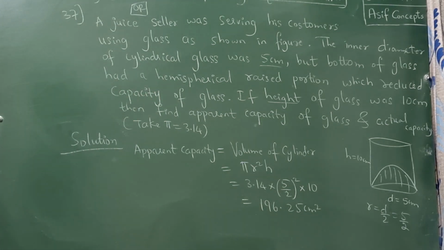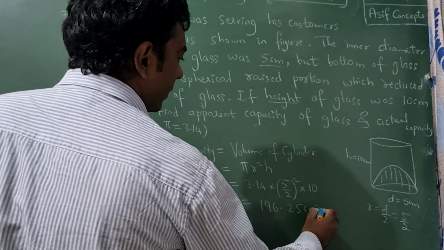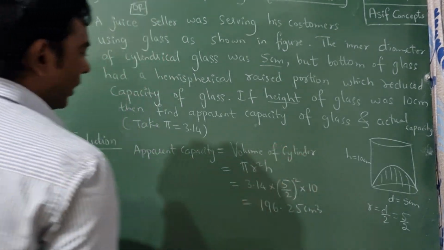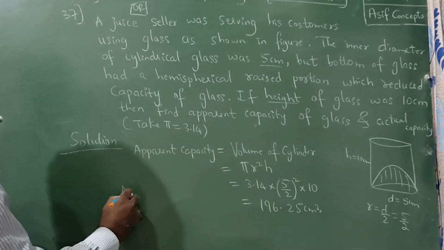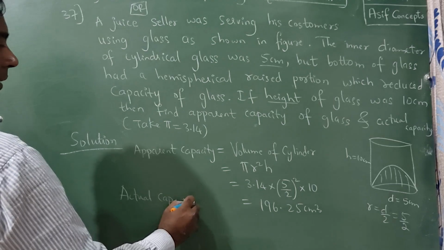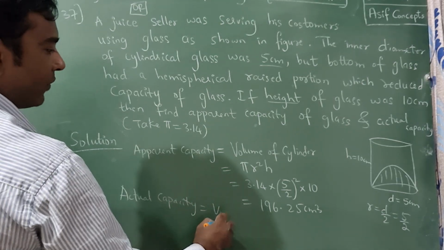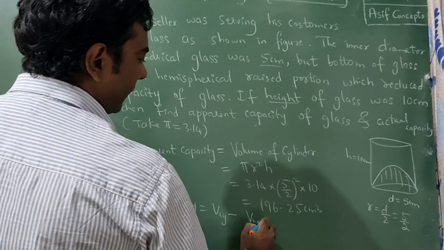Okay, sorry, this should be in the cube because it is in the volume. This was the apparent capacity. So next one is actual capacity. Actual capacity is equal to volume of a cylinder minus volume of a hemisphere.